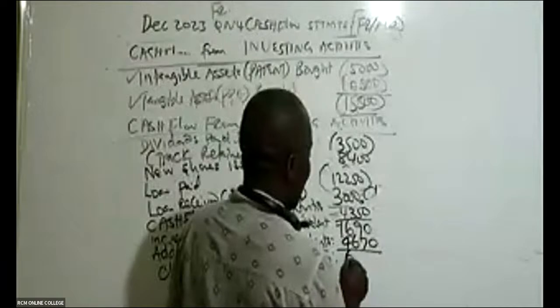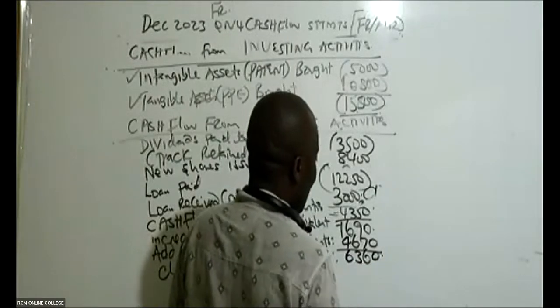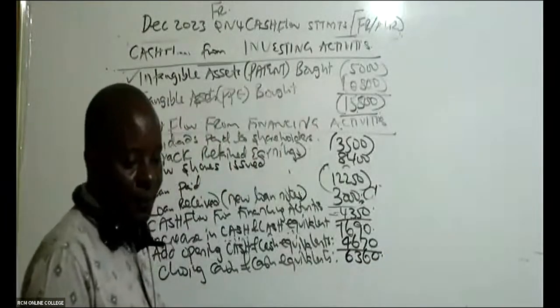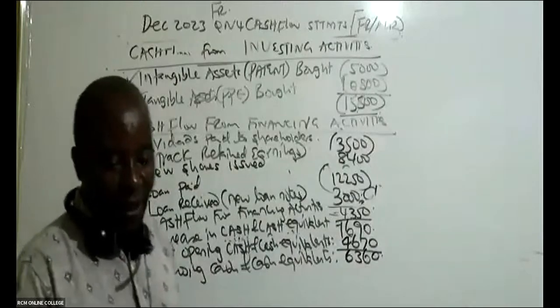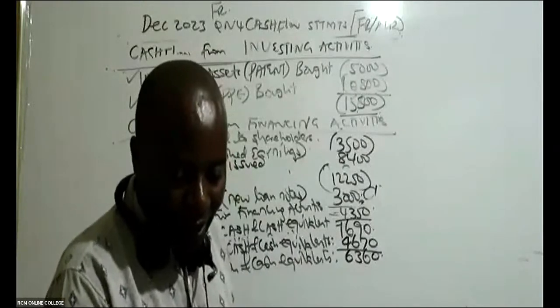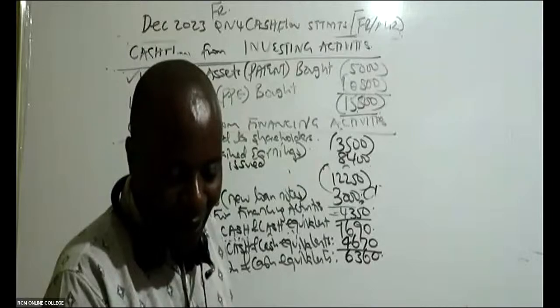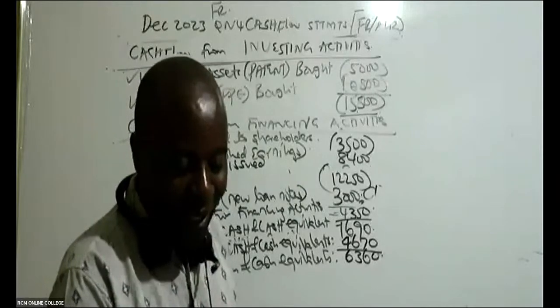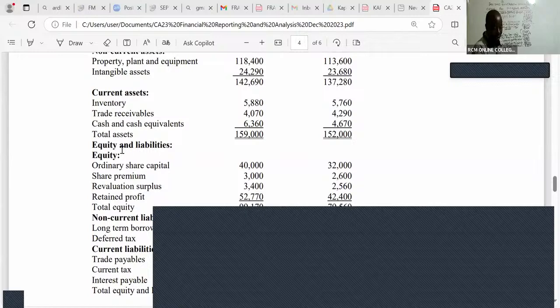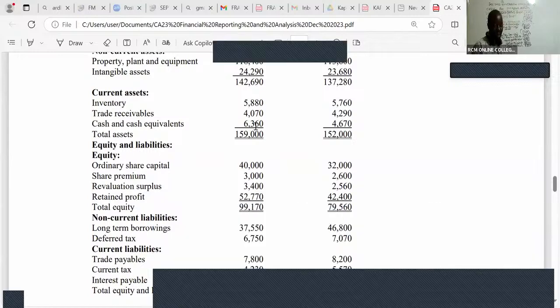Is it balancing? Are we getting 6360? Oh, yeah, great. So you can see, ladies and gentlemen, in this case here, our cash and cash equivalent for the following year is 6360. Let's clap for ourselves.